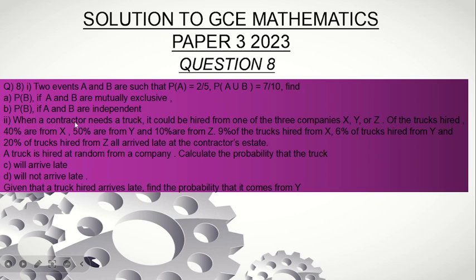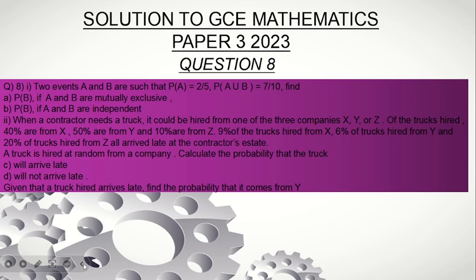Roman 2. When a contractor needs a truck, it could be hired from one of three companies, X, Y, or Z. Of the trucks hired, 40% are from X, 50% are from Y, and 10% are from Z. 9% of the trucks hired from X, 6% of the trucks hired from Y, and 20% of the trucks hired from Z all arrive late at the contractor's estate. A truck is hired at random from the companies. Calculate the probability that the truck (c) will arrive late, (d) will not arrive late. Given that the truck hired arrives late, find the probability that it comes from Y.